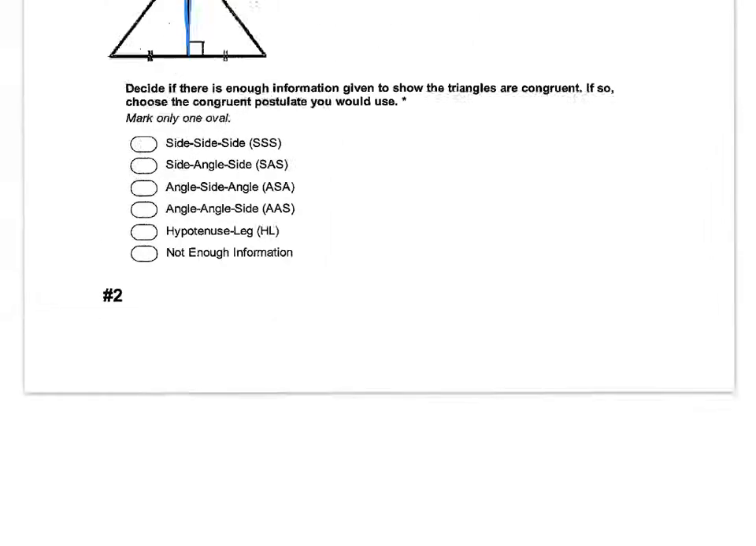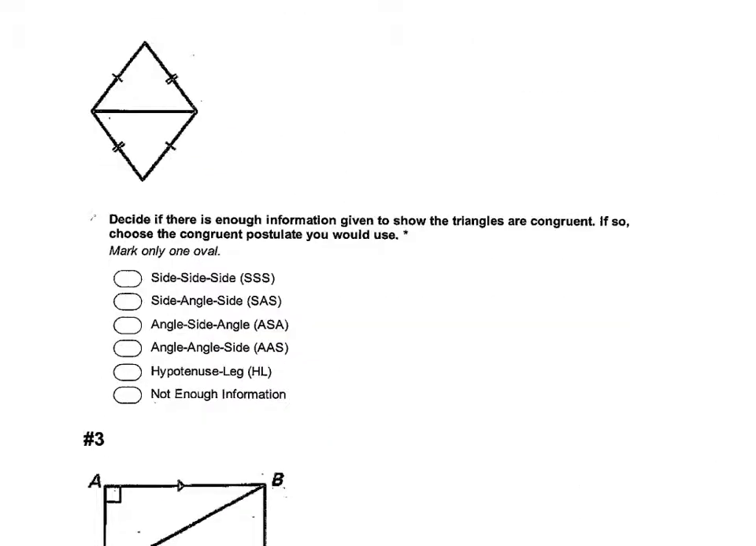Number two is on the next page. A lot of pages, but it's hard to get them all on one page. So here's number two. All right. Again, we're deciding whether there's enough information to show that the two triangles are congruent. And again, you've got all these choices of side, side, side, side, angle, side, angle, side, angle, angle, angle, side, hypotenuse, leg, or is there not enough information? Again, though, I would point out this guy right here is kind of important. He's kind of a big deal.